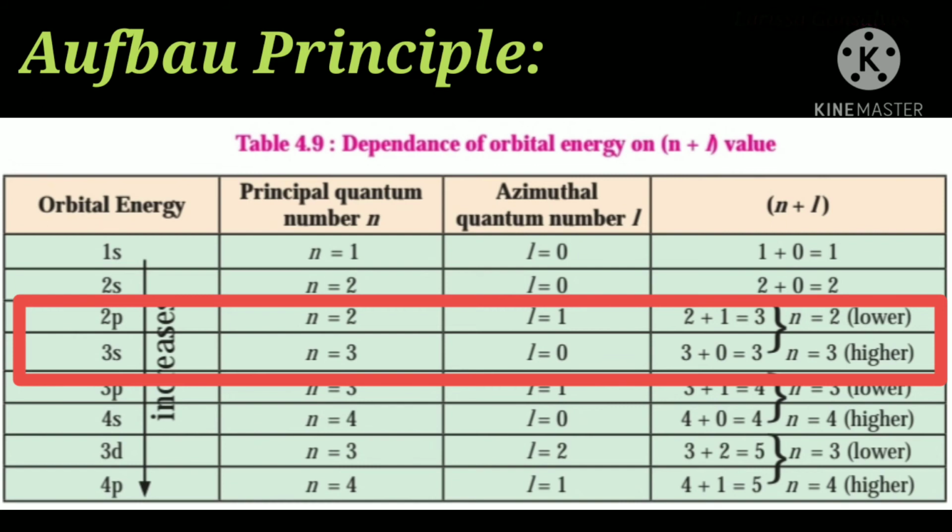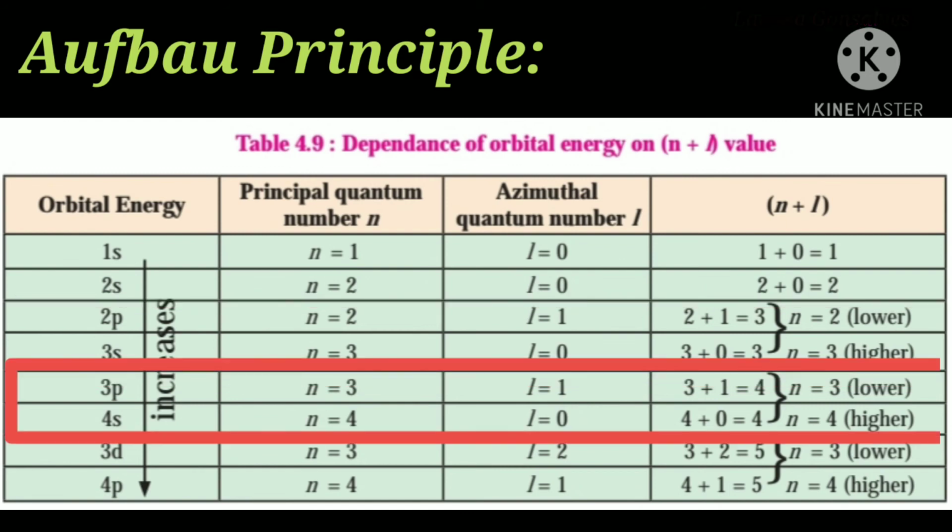So as you can see in both the cases, that is 2p and 3s, we have got the answer as equal to 3. So I told you, if you want to know the energy level, then you need to check the principal quantum number. If the principal quantum number is less, then that particular orbital is going to have lesser energy or lower energy. So in case of 2p, the value of n is equal to 2. So it is lower when compared to the value of n is equal to 3. So 2p is going to have a lower orbital energy and 3s is going to have higher orbital energy.